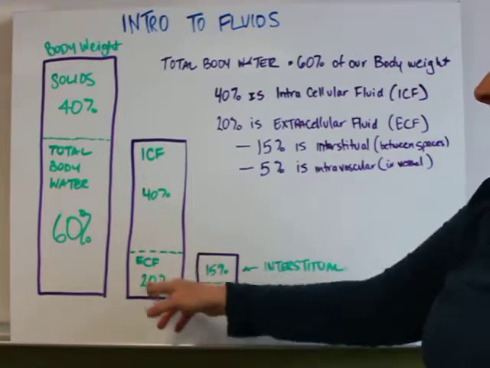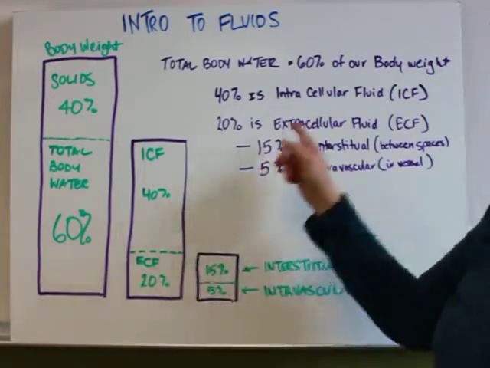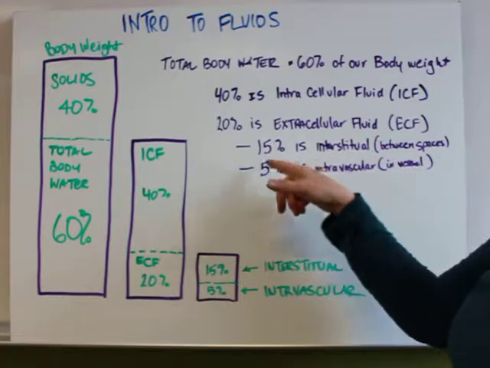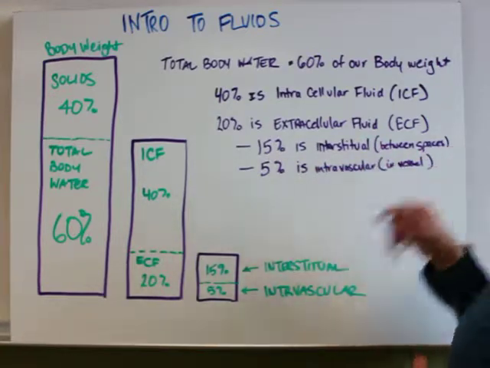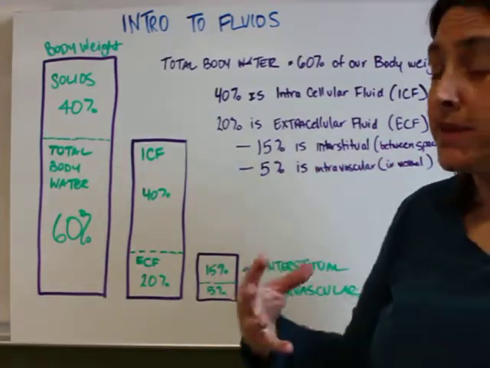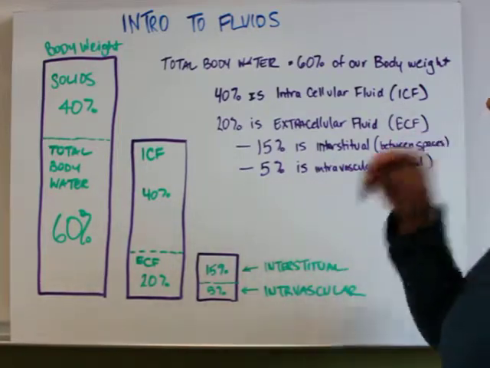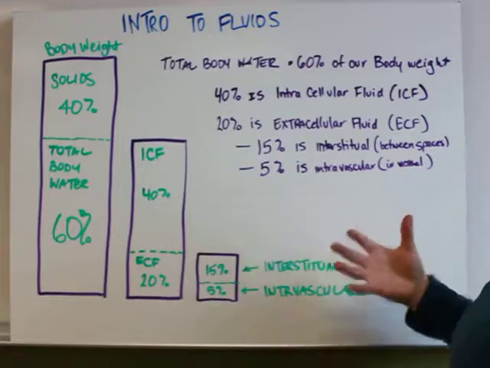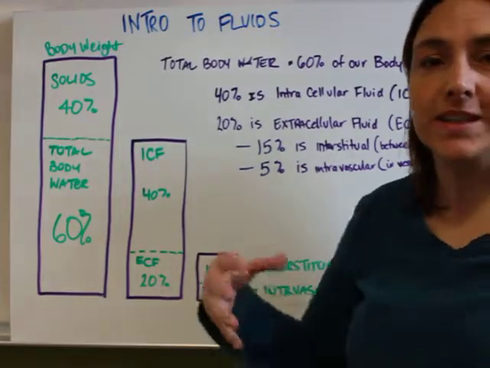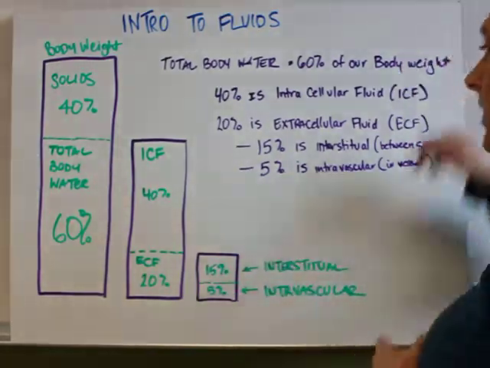And then 20% of this 60% is extracellular fluid, with 15% of that being interstitial, which is fluid between the spaces of the cells and the vessels. And then 5% is intravascular. So that is fluid that is in the vessels. Okay?